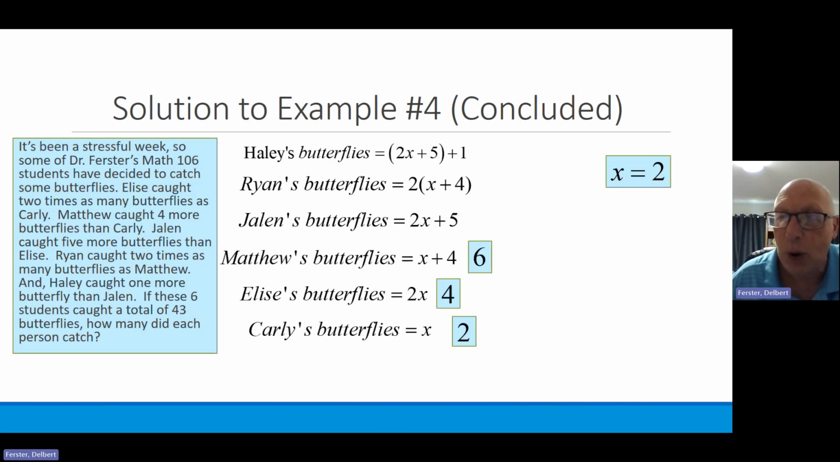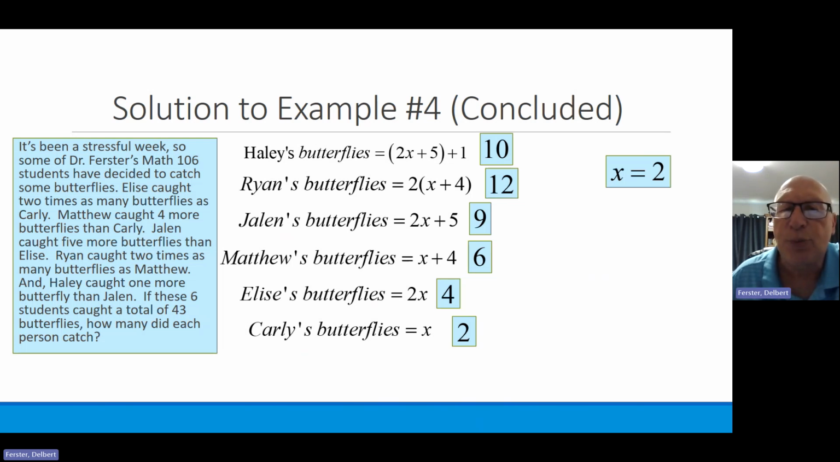Matthew's at 6, 2 plus 4. Jalen's at 9, 2 times 2 plus 5. Ryan's at 12, 2 times 2 plus 4. And Haley's at 10, 2 times 2 plus 5 plus 1. So there are the butterfly catching numbers for each of the participants in the butterfly experience.